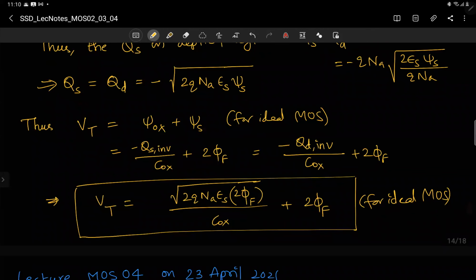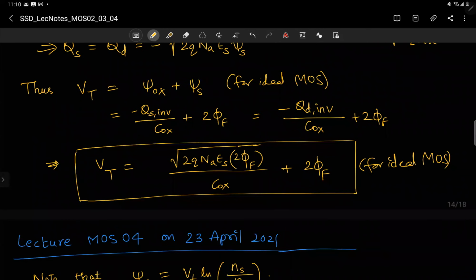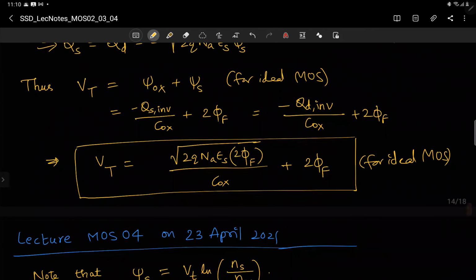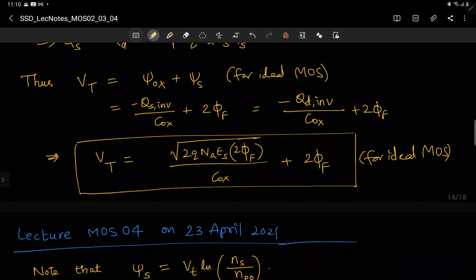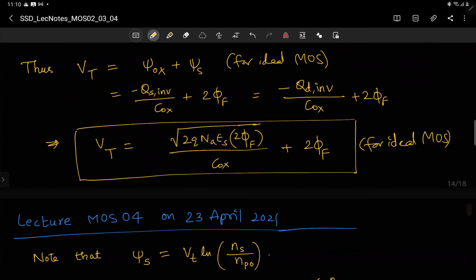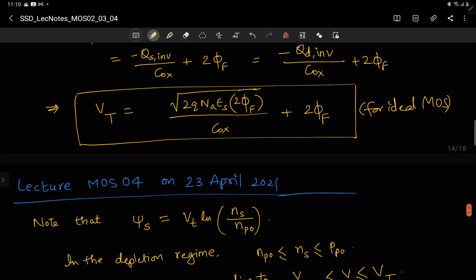but it was already 1 o'clock, so I had closed the meeting. So this is the simple single expression for ideal MOS, and you know what phi f is. We have just seen. So now moving to lecture MOS 04 today.